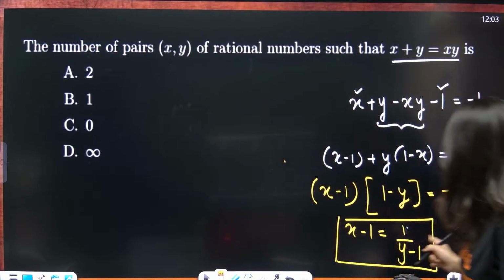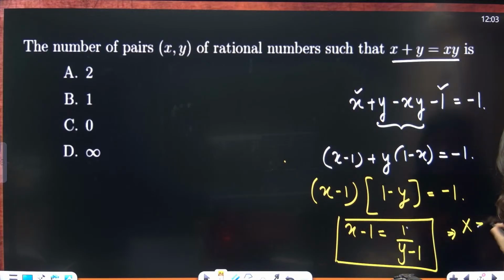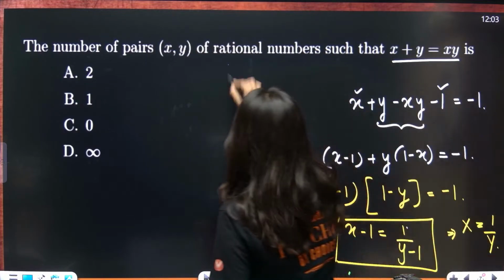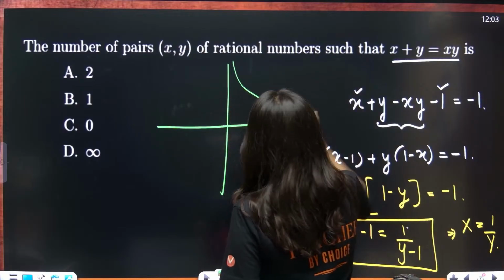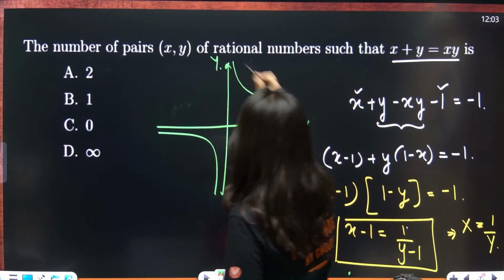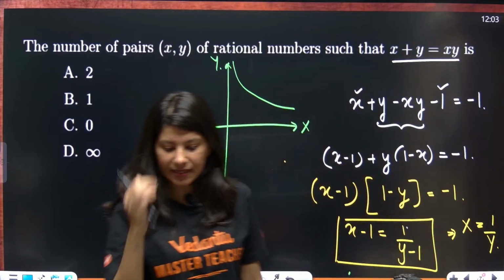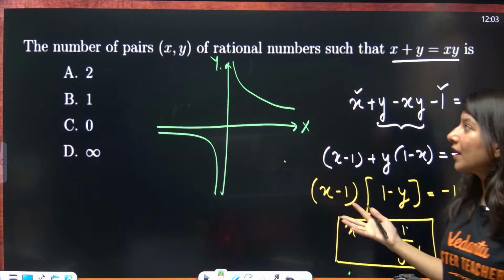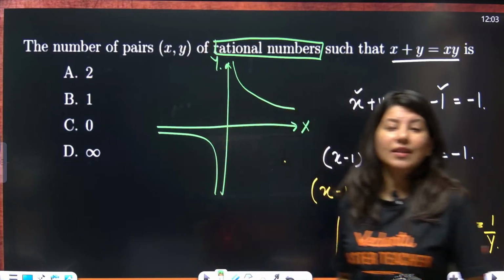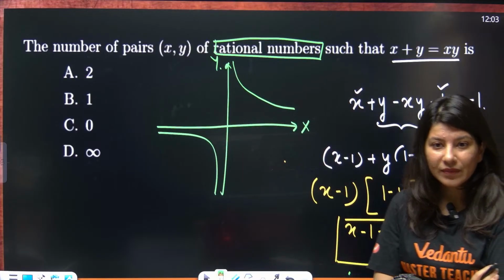Now let us put this as x equals 1 by y. You know what the graph of x equals 1 by y looks like? A rectangular hyperbola, so it is looking like this. This is your capital X, capital Y. Everybody getting it? But you are looking for rational numbers. I am trying to explain what is happening with this equation.